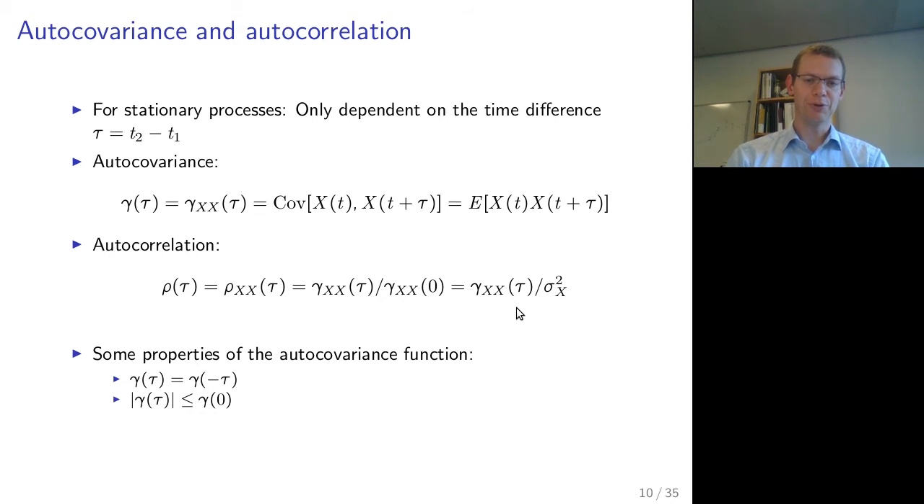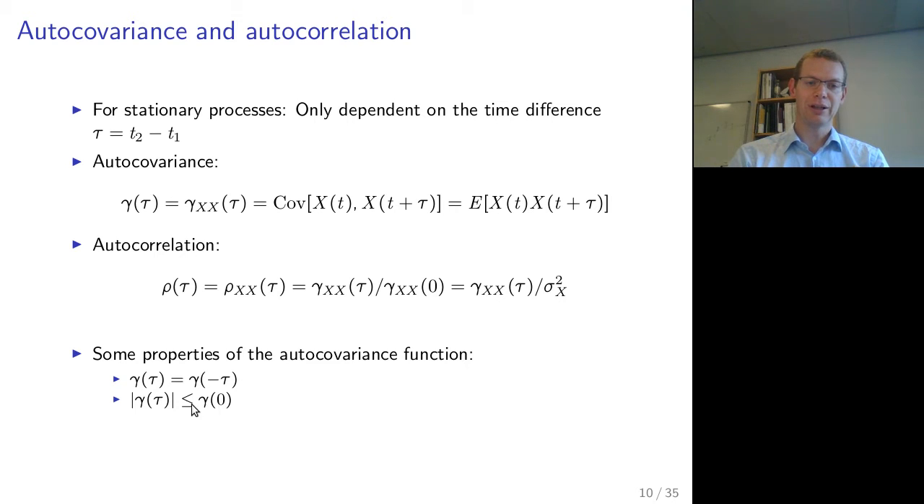A couple of helpful properties is that the autocovariance of tau equals the autocovariance of minus tau. So going forward in time is the same as going backwards in time. It's the time difference that matters, because if the covariance is the same between two points, well, you know from a covariance matrix of a normal vector, you can transpose that and it's a symmetric matrix, which also means that going forward and backward in time is the same.